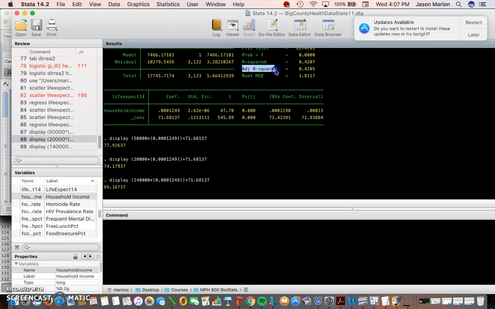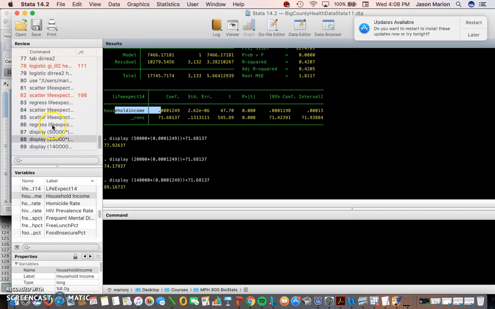The formula also gives us these things called R-squareds, which we'll come back to later on in this class, that tell us that we understand 42% of the variability in the life expectancy values by just knowing household income.